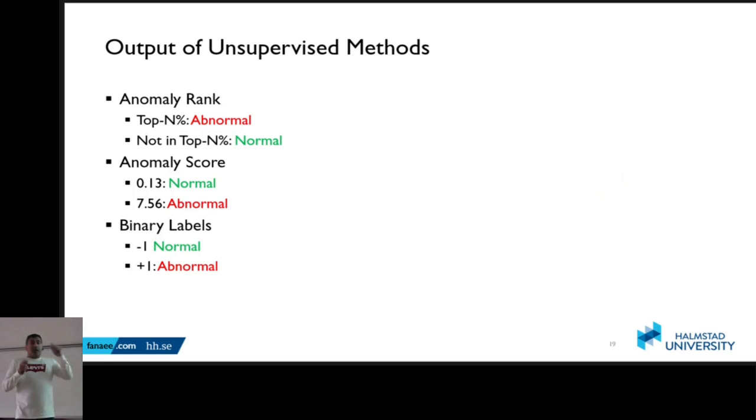Okay, unsupervised methods produce three types of outputs. Rank, like if it's in the top 1%, it is considered an anomaly. Anomaly score, where normally a higher score means that the instance is more anomalous. And binary labels, which some methods provide: normal or abnormal.